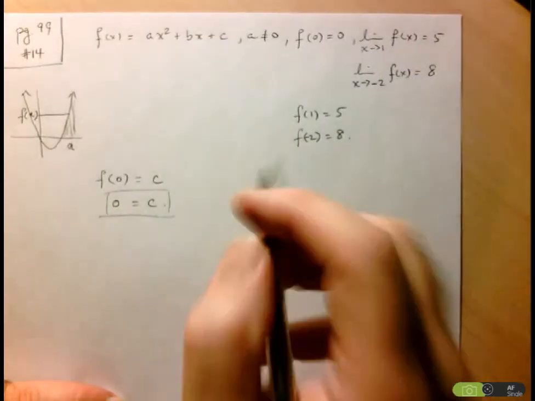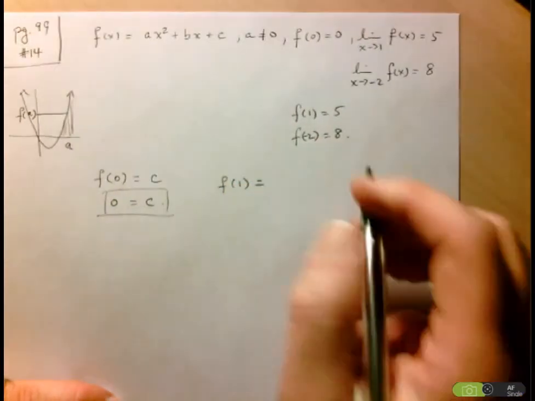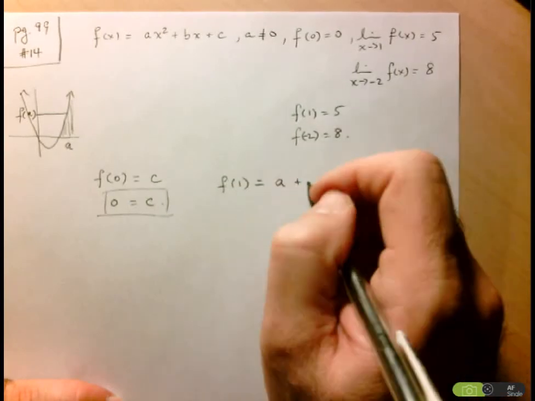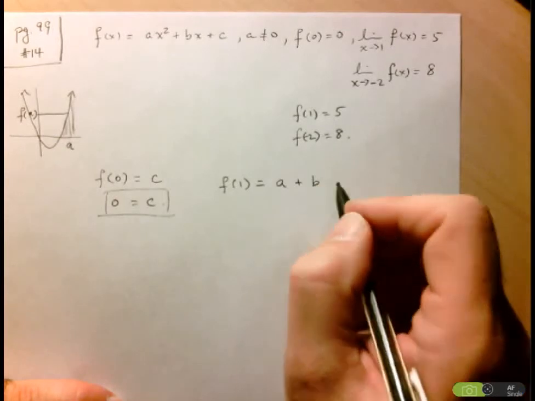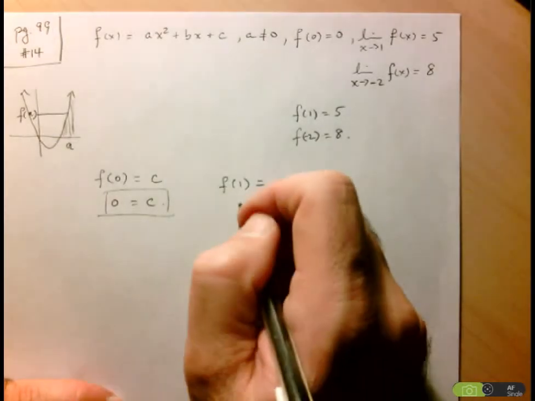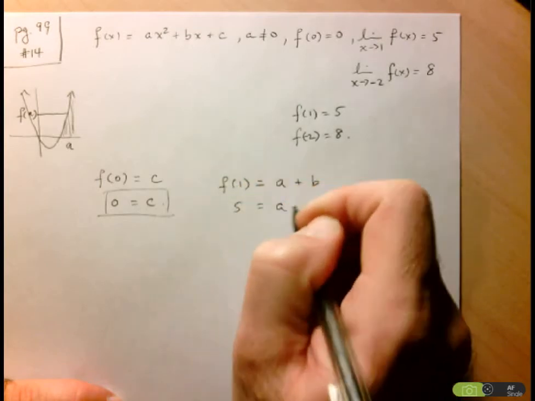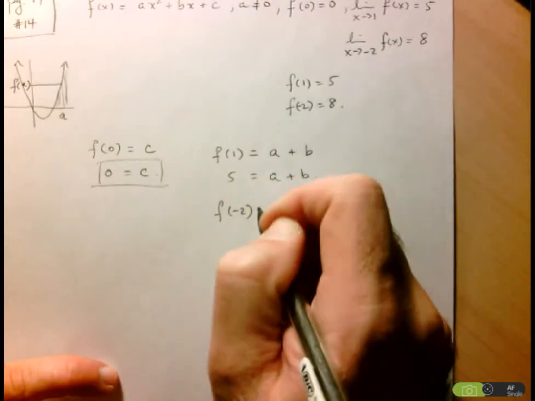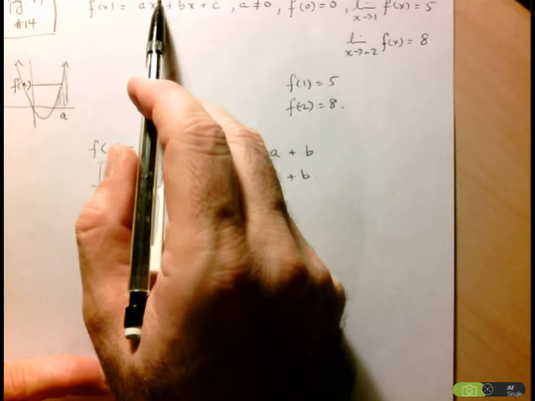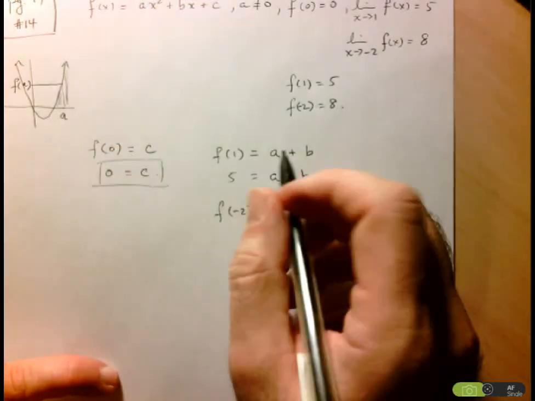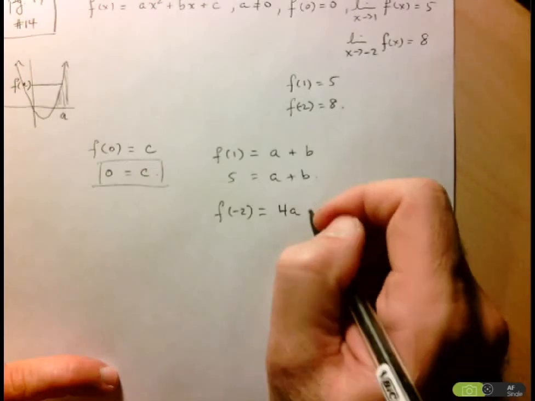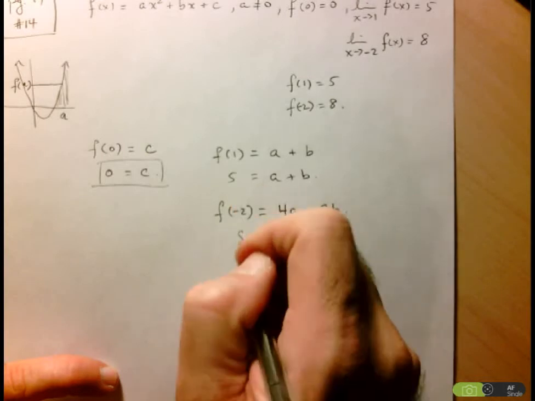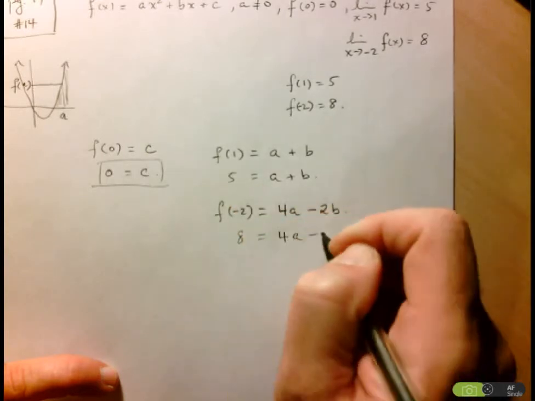Now let's take f of 1. f of 1 gives us a times 1 squared, so a, plus b times 1, which is just b, and I'm not going to bother with c because I've already established that it's equal to 0. Here f of 1 is equal to 5, so a plus b is equal to 5. Then I'll do similarly with f of negative 2. Negative 2 squared is just 4, so I have 4a, and then minus b times negative 2, so minus 2b. We're given that f of negative 2 is 8, so 8 is equal to 4a minus 2b.